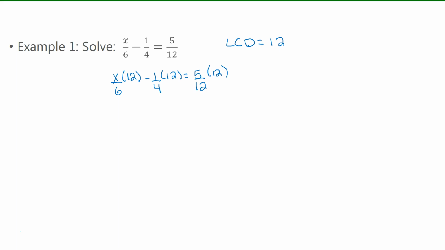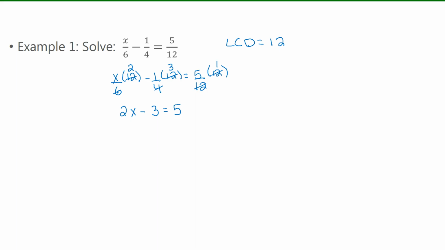And then what's going to happen is all the denominators are going to cancel. So in the first term, I have a 6 in the denominator and a 12 in the numerator. 6 can go into 12 2 times. And for the second term, 4 can go into 12 3 times. And over on the right, 12 can go into 12 once. So now the first term, I have x times 2. I'll just write that as 2x. Then I have 1 times 3, which is 3. And then I have 5 times 1, which is 5. So now I'm left with an equation without any fractions.